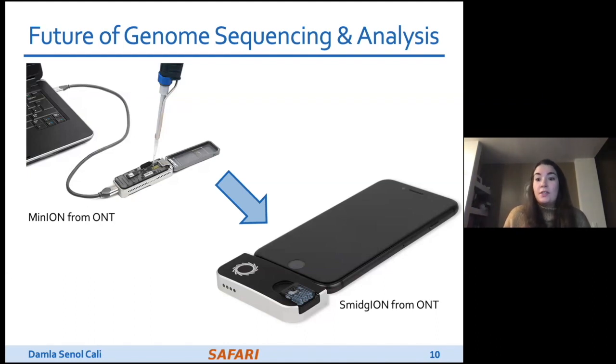But there are challenges, of course. These devices are generating data, but we need to perform the required analysis on our phones, which have very limited resources. So what do I mean when I say genome sequence analysis or genome analysis?